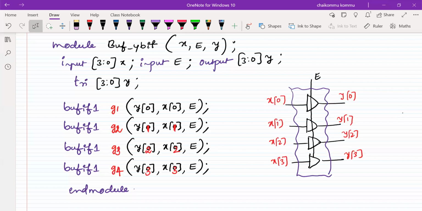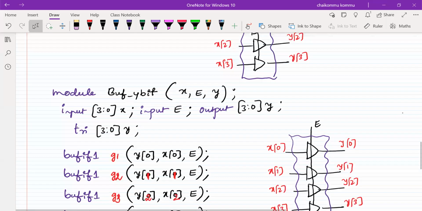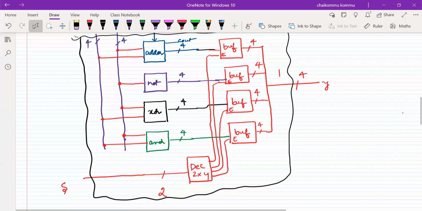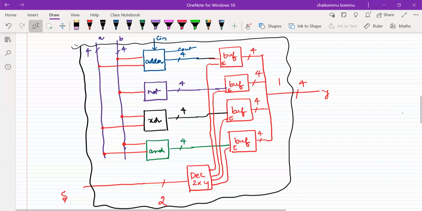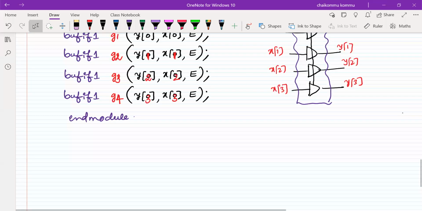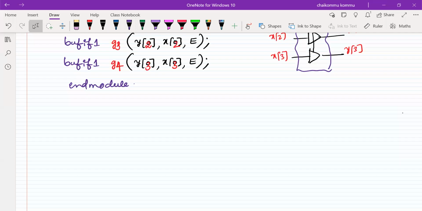Now, we need to write the code for the 2x4 decoder. Okay, we have written the code. For NOT gate, XOR and NAND gate, let us write. For XOR, I'm writing. So please look at the board. So for XOR now, for XOR gate.